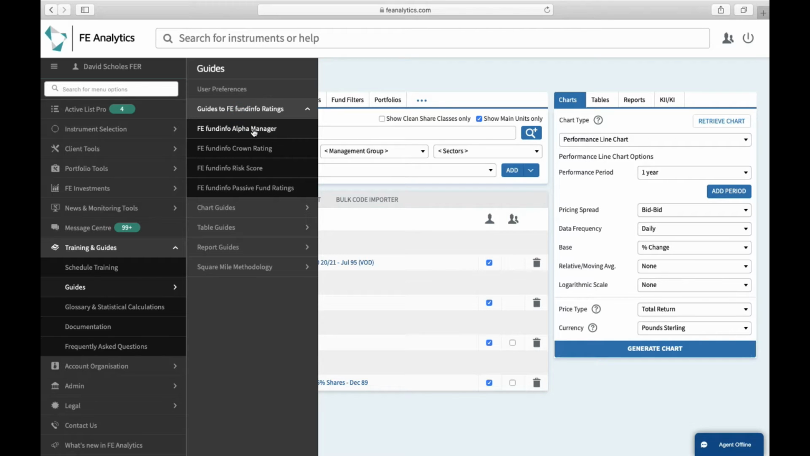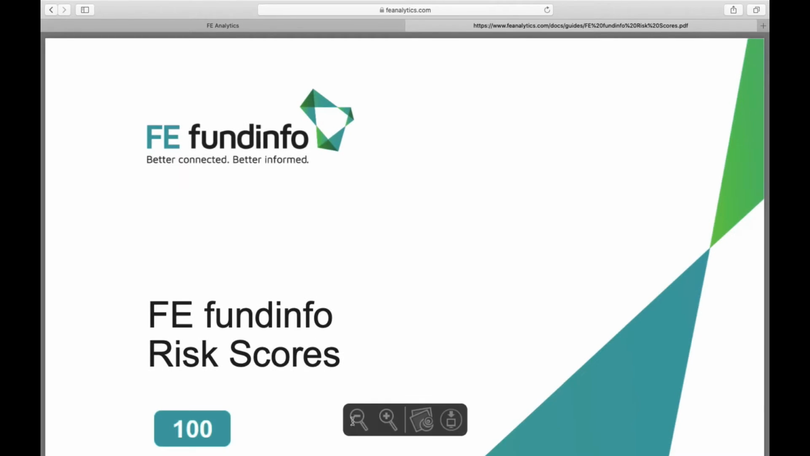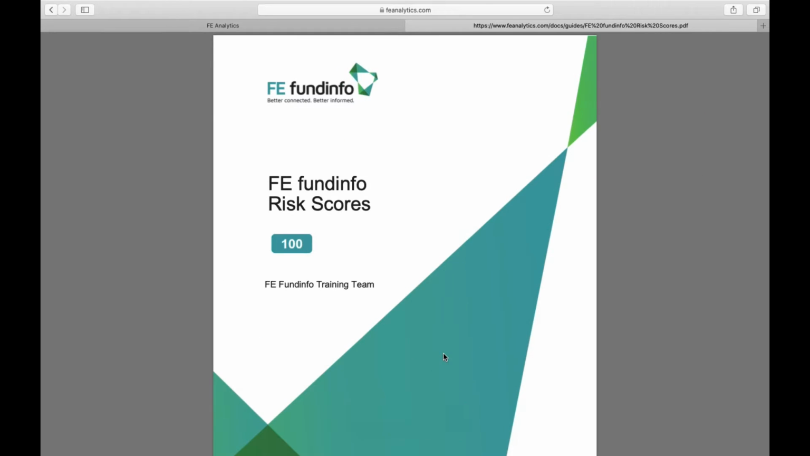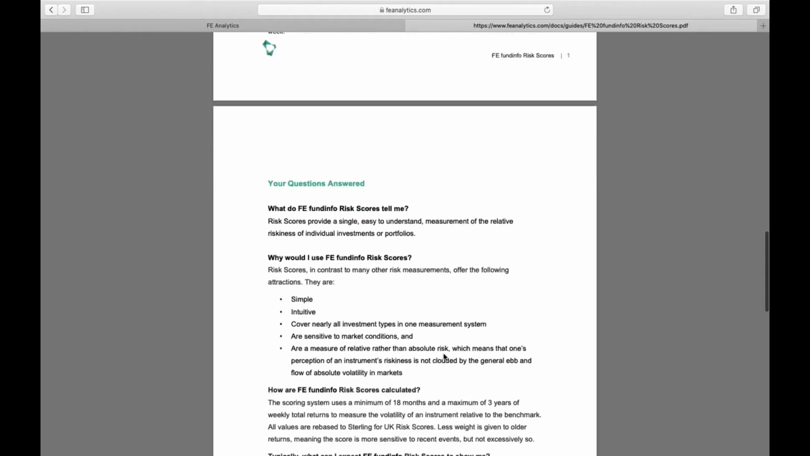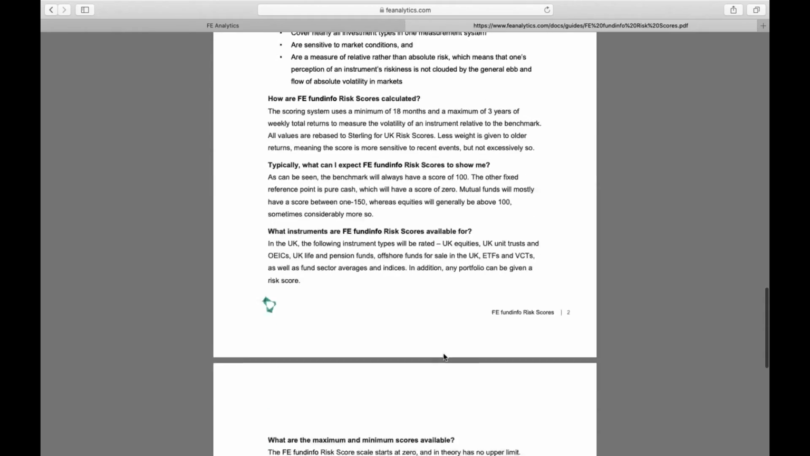You've got a guide on our alpha manager rating, a guide for the crown rating, a guide for risk score, which we'll be talking about today, and the passive fund rating as well. And if you click on any one of them, it will provide you with a nice little PDF, and it will summarise how the rating's put together, why you'd use it, and some information on the underlying logic we use to create them in the first place.